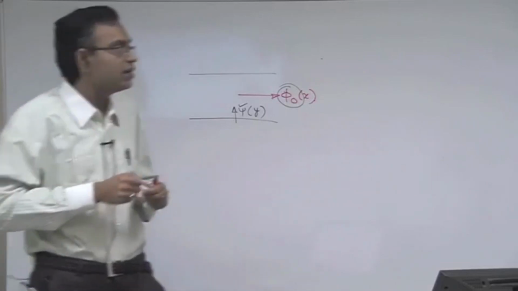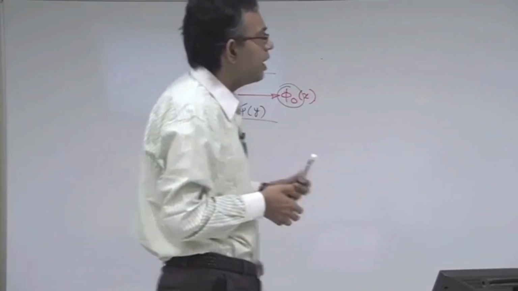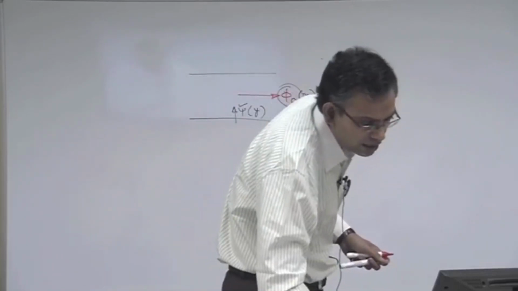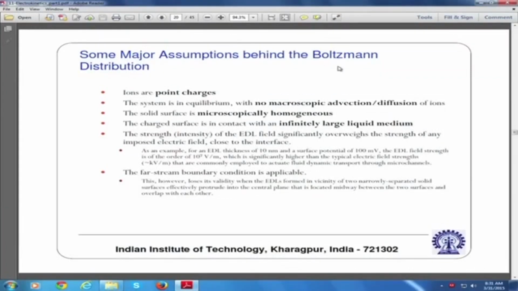So the question is why, and we will answer that now: why are we considering only the electric field within the electrical double layer and not the electrical field that is externally applied? So consider as an example a typical electrical double layer thickness of 10 nanometer. I will later on show what the parameters are on which the thickness of the electrical double layer depends, but let us say we are considering a typical thickness of 10 nanometer and a surface potential of 100 millivolt.